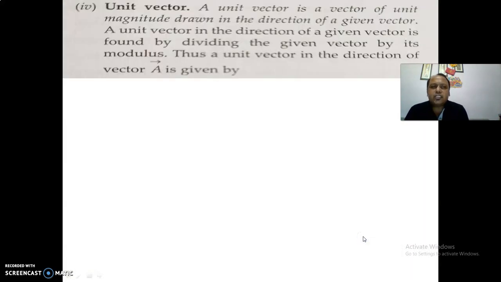Now next we will discuss unit vector. As the name suggests, unit represents 1. That means when a vector is taken and we have to write the unit vector of that particular vector, it is having a magnitude of 1 only and the direction of that given vector. Let me read out the statement. A unit vector is a vector of unit magnitude drawn in the direction of a given vector.